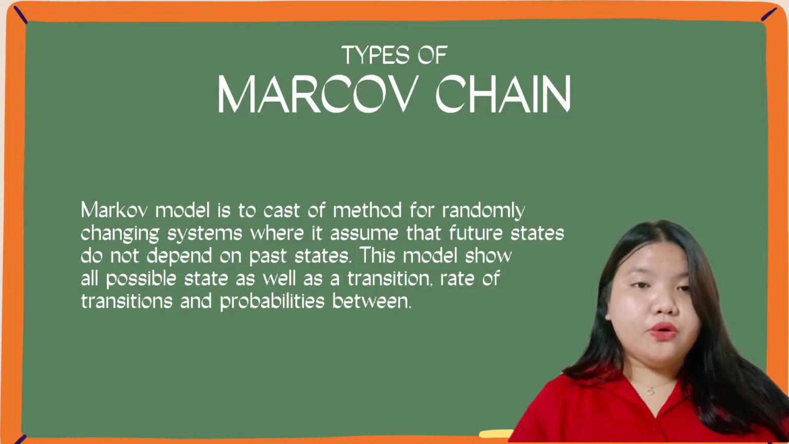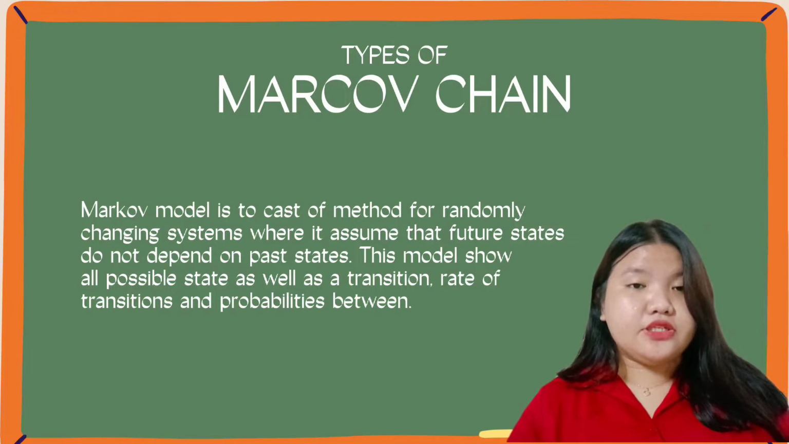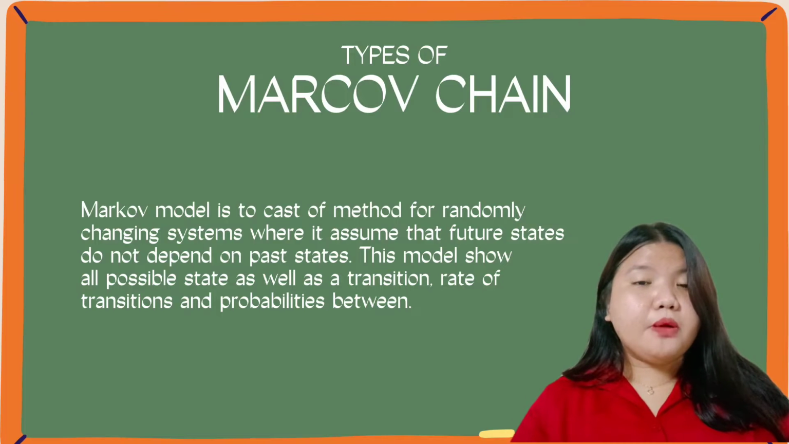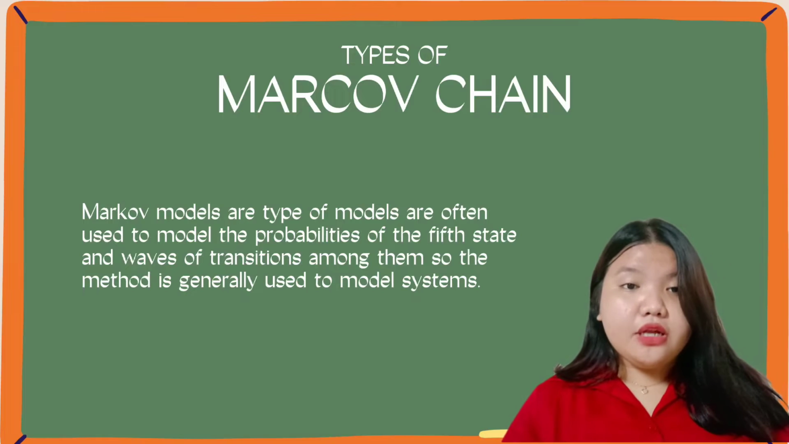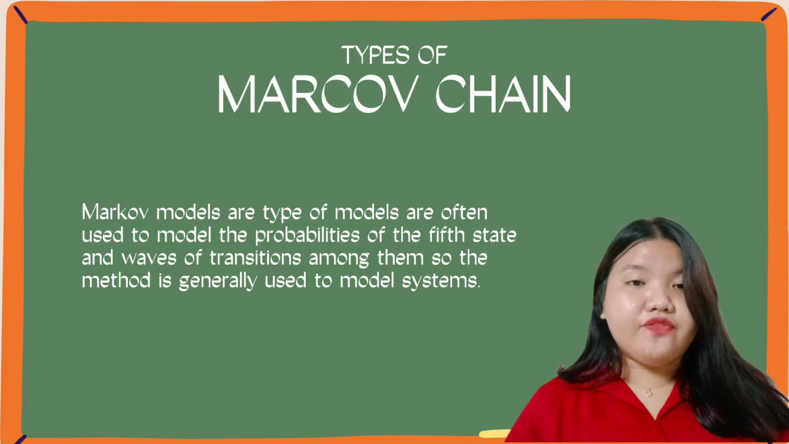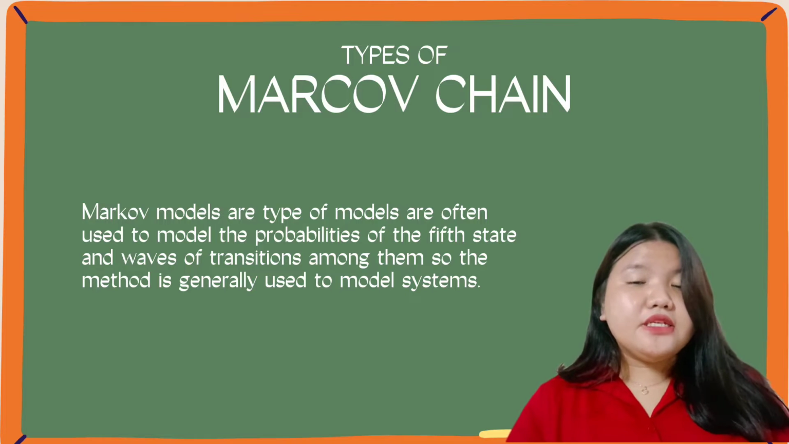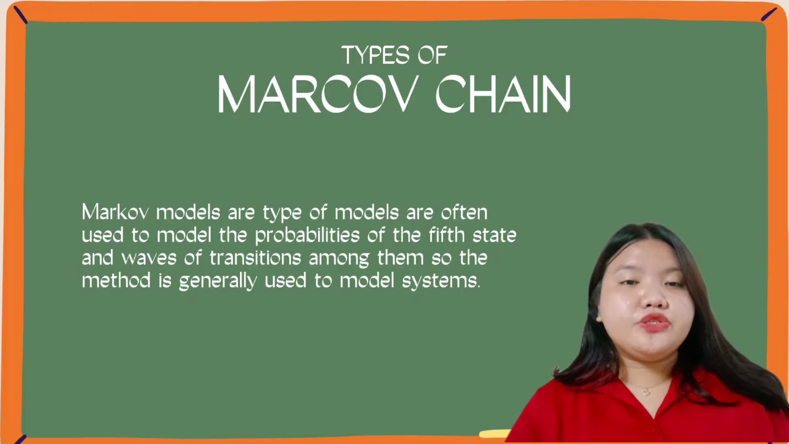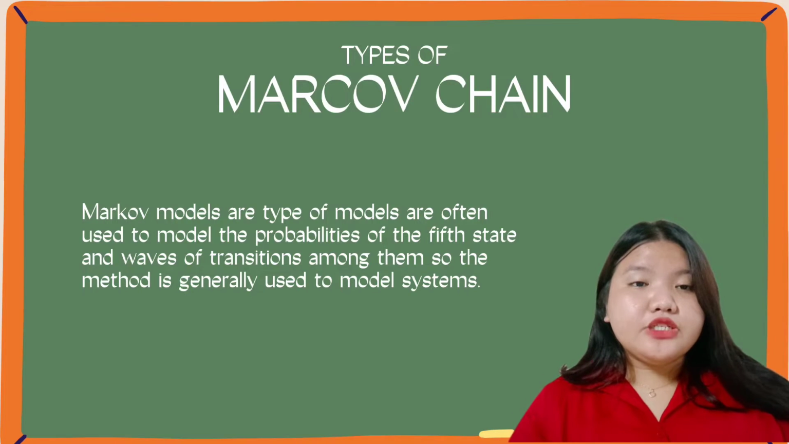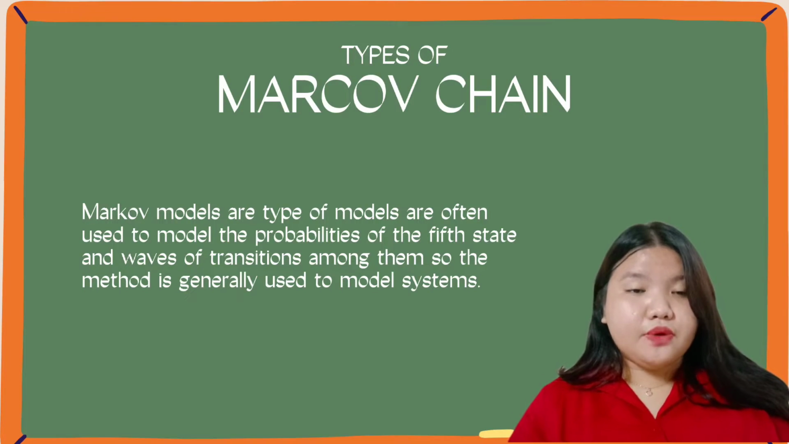This model shows all possible states as well as the transitions, rate of transitions, and probabilities between them. Markov models are often used to model the probabilities of different states and the rates of transitions among them. The method is generally used to model systems. Markov models can also be used to recognize patterns, make predictions, and learn the statistics of sequential data.